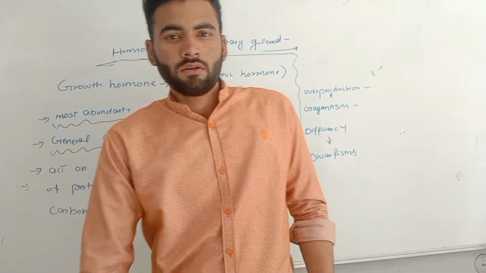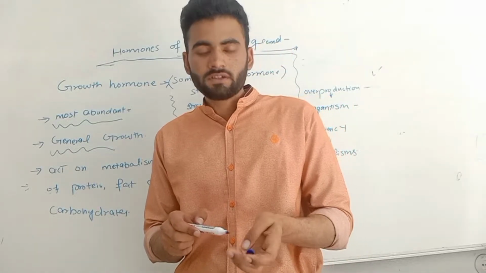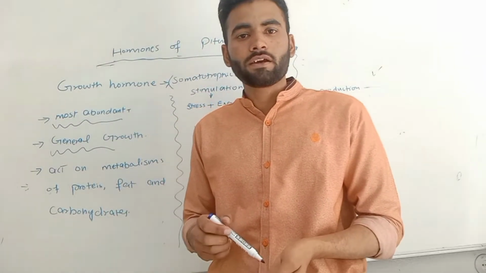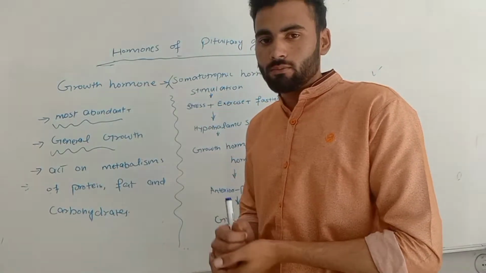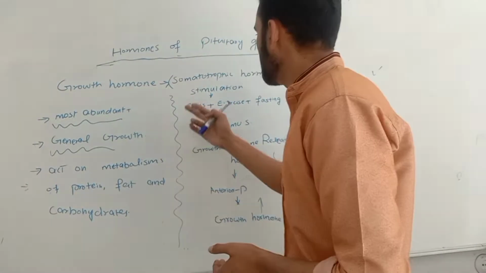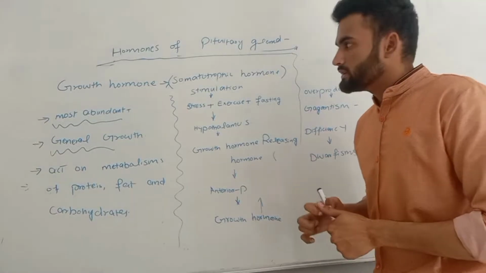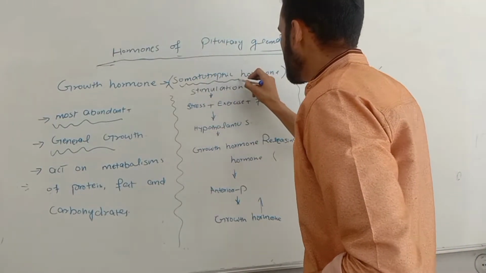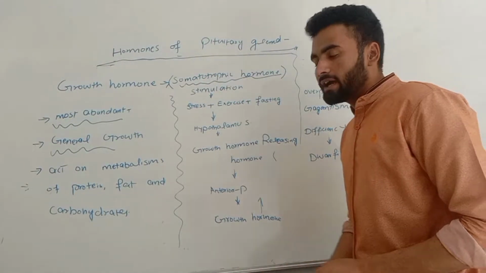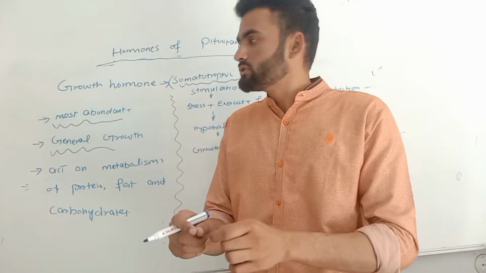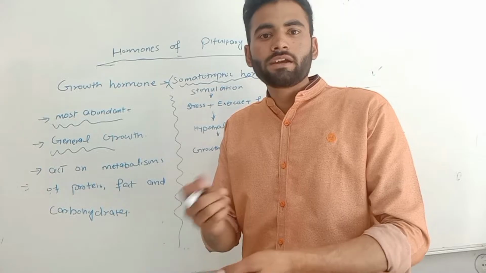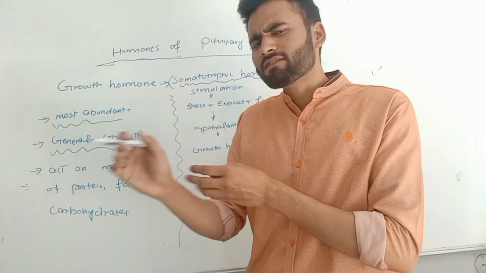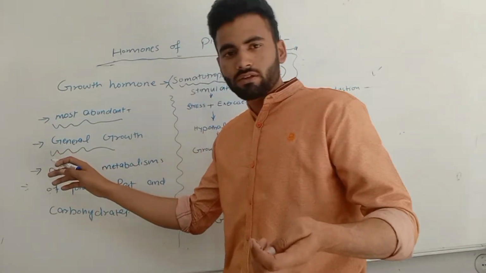Let's talk about the first hormone secreted by the anterior lobe of the pituitary gland, and this hormone is the growth hormone. We also call it the somatotrophic hormone. It is the hormone secreted most abundantly from the anterior lobe of the pituitary gland. Let's talk about its function. That is a very easy function.